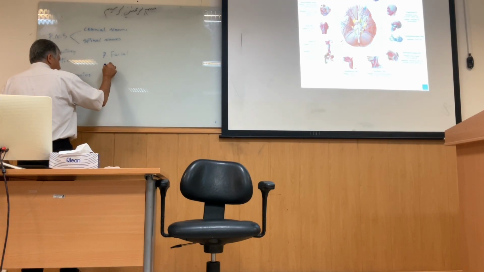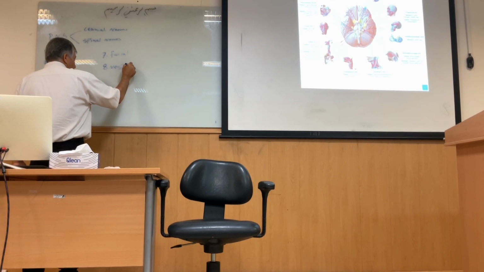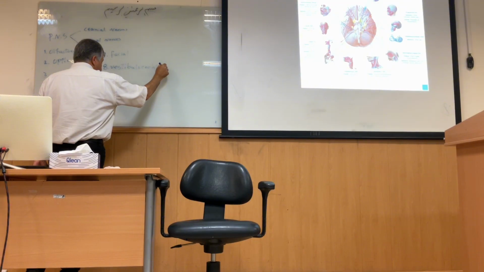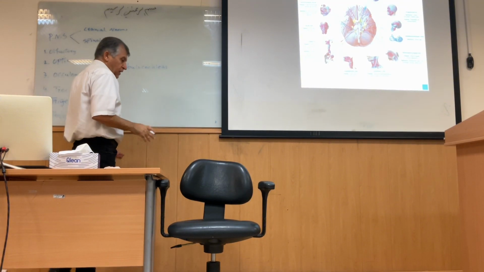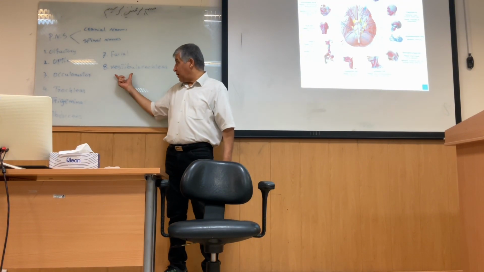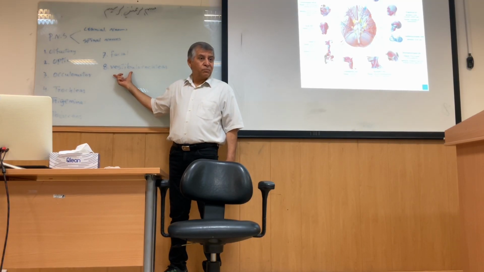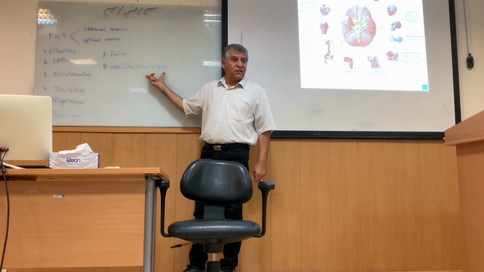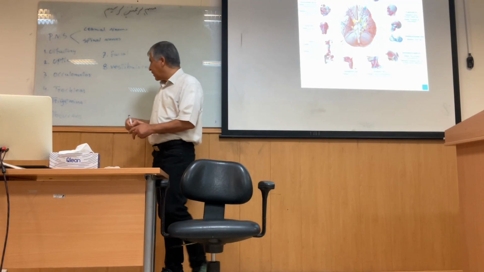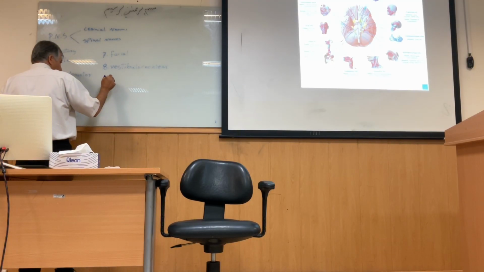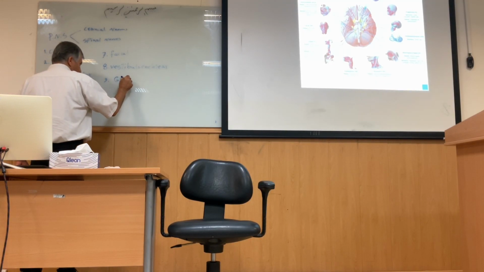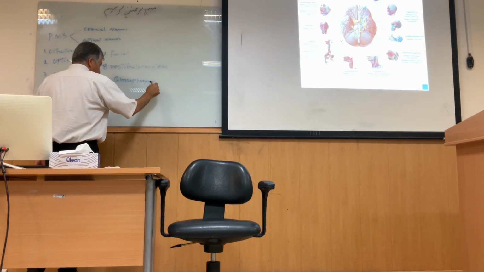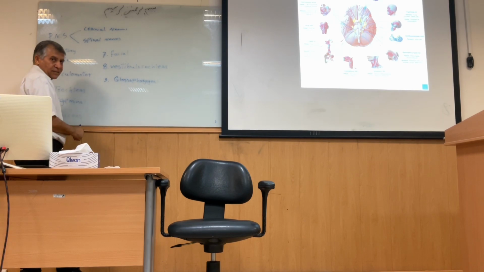8 is vestibulocochlear. This nerve is divided into two parts. Vestibular part is related to balance, equilibrium. Cochlear part is related to hearing. 9 is glossopharyngeal. Innervate tongue and pharynx.